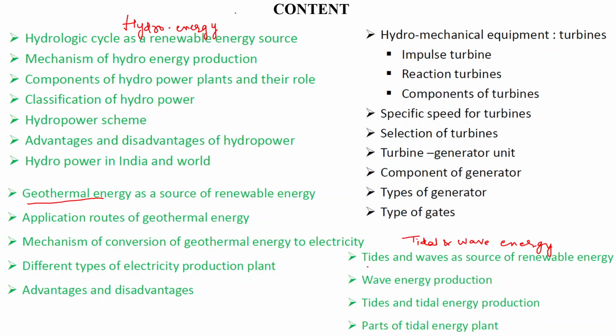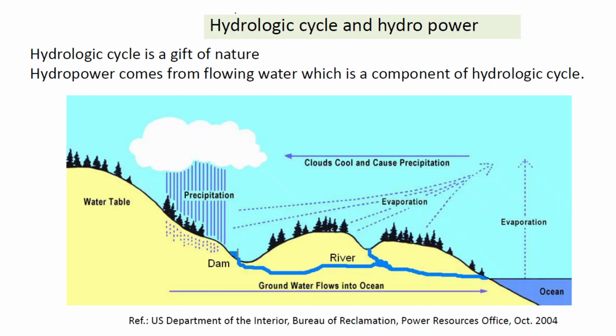Firstly, let us come to hydro energy. So what is hydro energy? As we talked about in the last class, solar energy is the energy given by the sun, and wind energy is the energy harnessed from the kinetic energy present in the wind. Similar to wind energy, hydro energy is the energy that can be harnessed from the kinetic energy stored in flowing water.